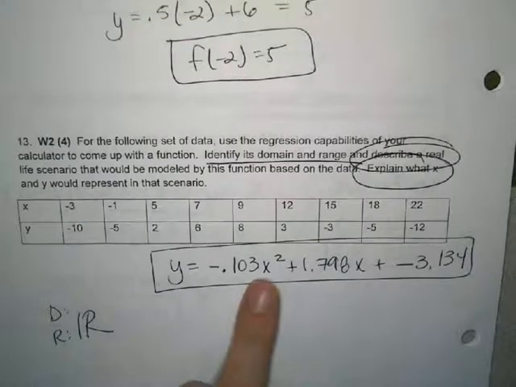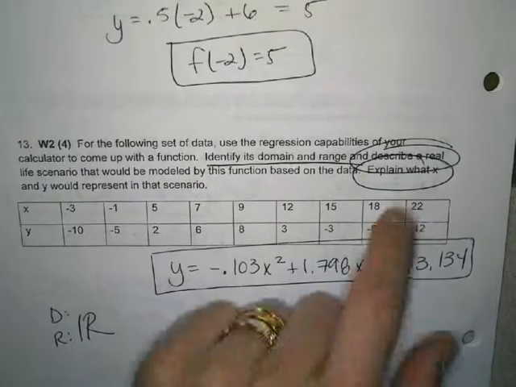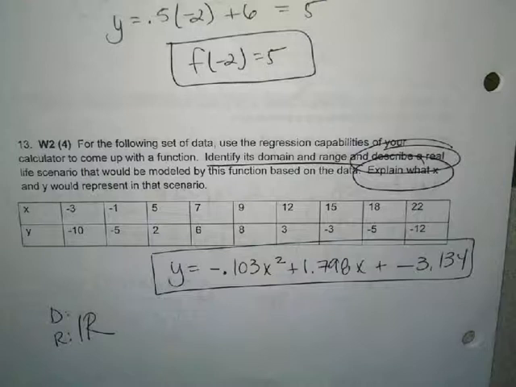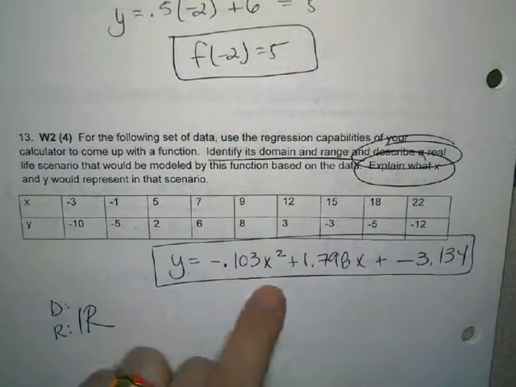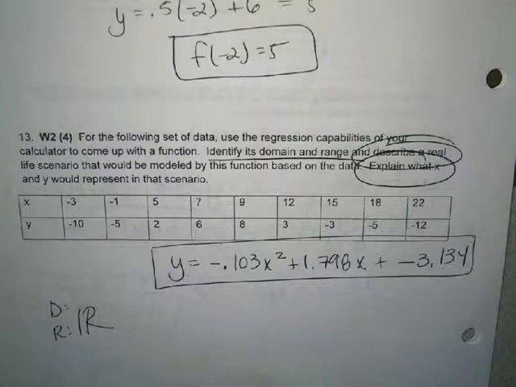Number 13 ends up when you graph the points that you have a quadratic. So that should be your equation for the quadratic. The two things that I didn't do but that you would have to make sure that you can do is you have to describe a real-life scenario that would be modeled by this function. So maybe one, since this is a parabola that opens down, I might say it models the path of a football flying through the air. And so explain what x and y would represent in that scenario.